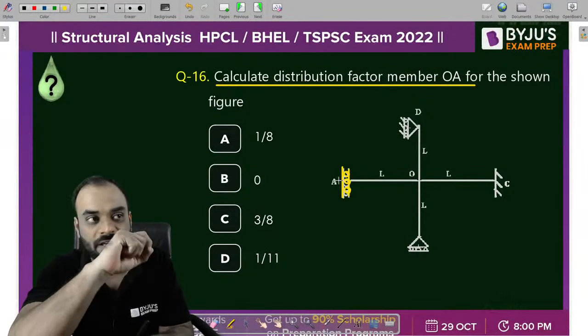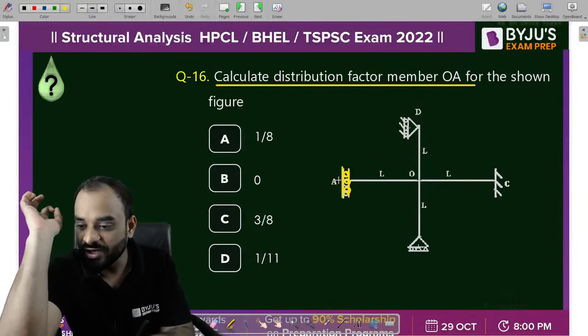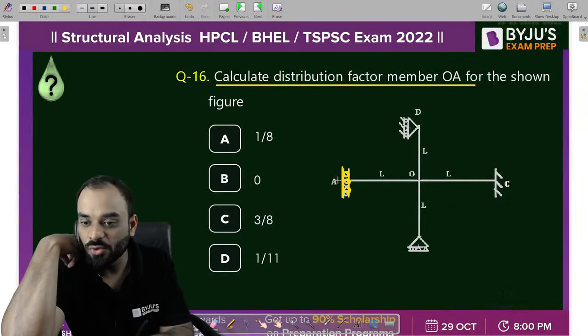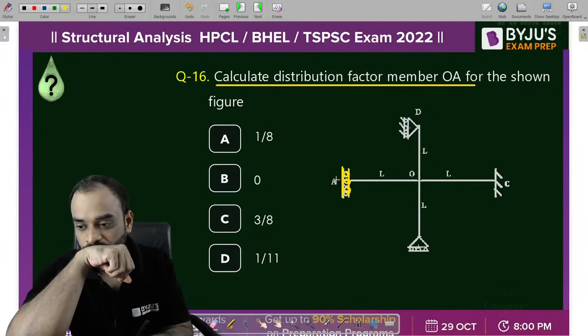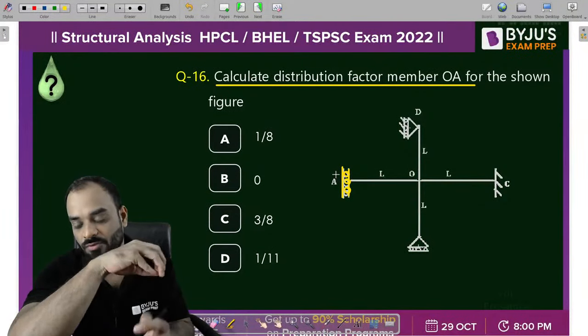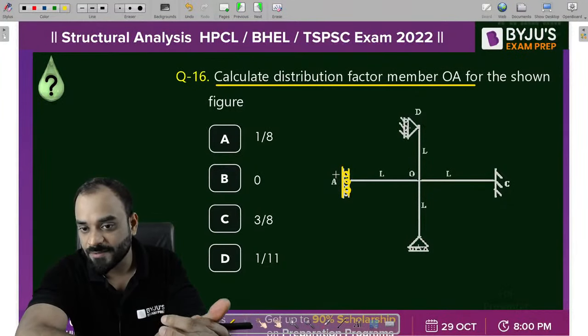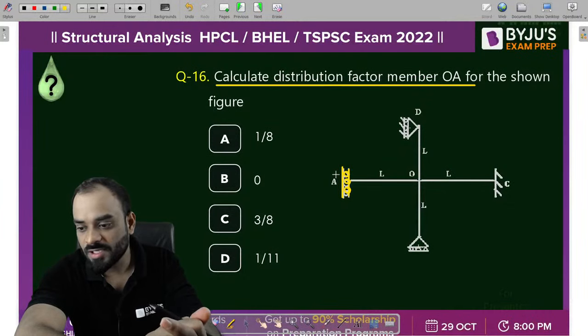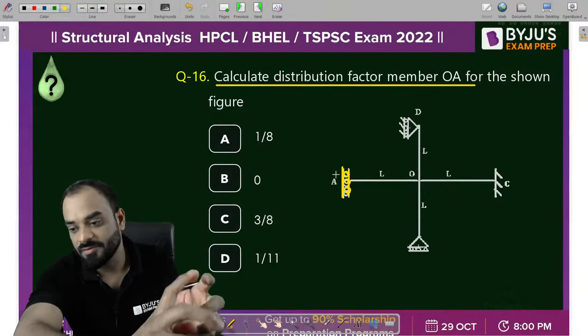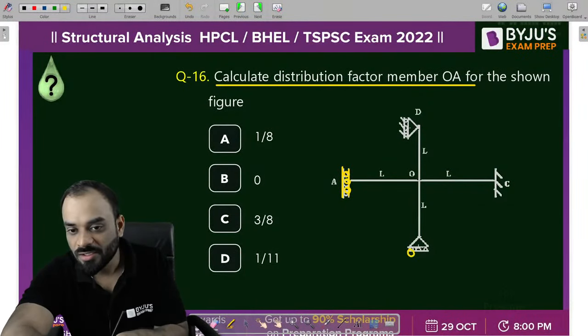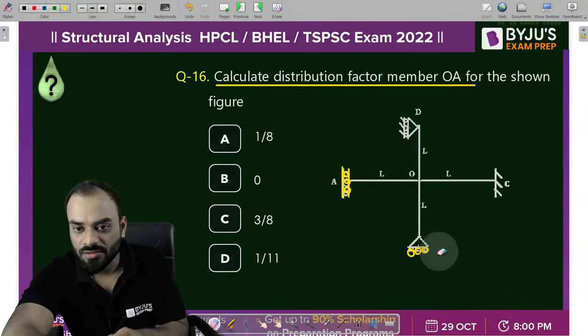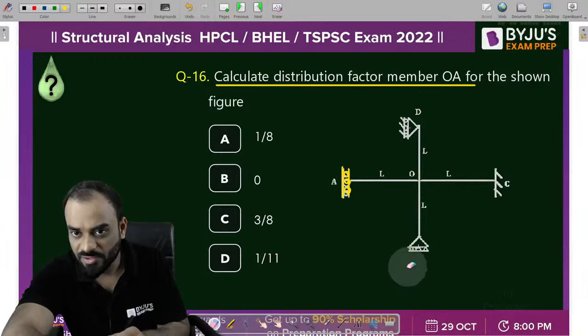Okay. Tell me, guys, what is the stiffness when the far end is a guided roller? What should be the stiffness when the far end is a guided roller? Tell me, guys. 3EI by L? No. EI by L. EI by L. This one is what? This one is, I think, a roller, right? It looked like a roller.